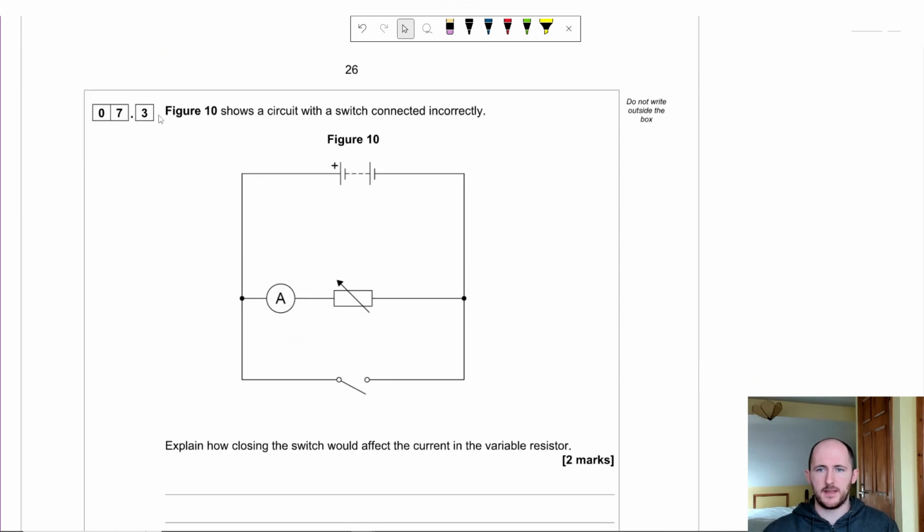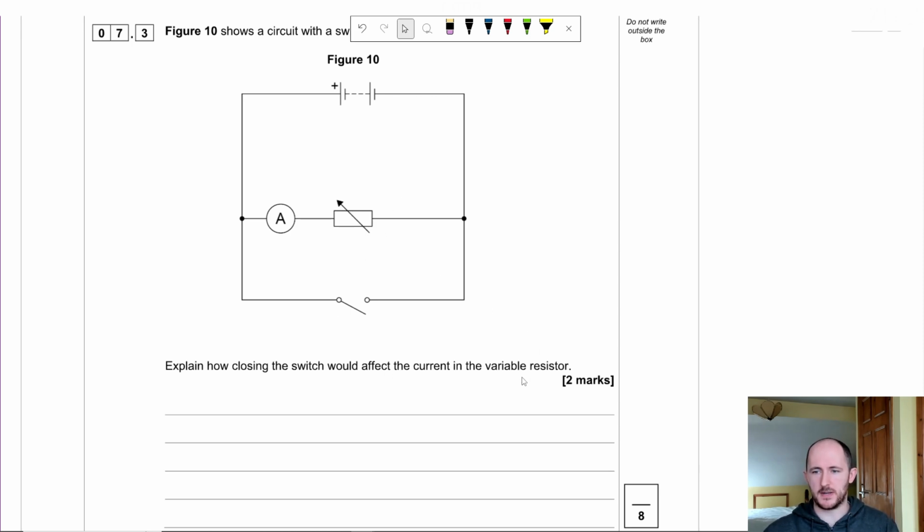So, figure 10 shows a circuit with a switch connected incorrectly. What would happen if you close the switch? What would happen to the current in the variable resistor? Well, here's what you should know. When you're in parallel, if this is open, that means all of the electrons are going down this way, which means the current is at its maximum value. If we close this switch, then some of the electrons will go down and some of them will go here. So the current will change.